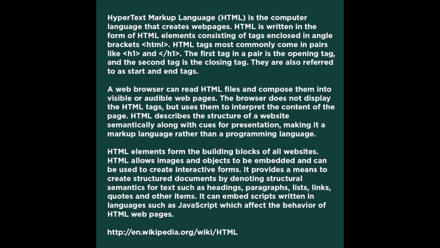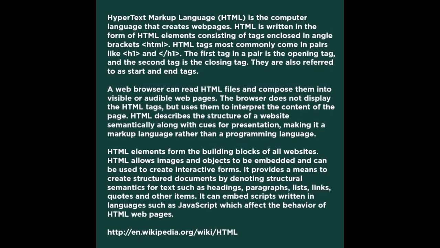A web browser can read HTML files and compose them into visible or audible web pages. The browser does not display the HTML tags, but uses them to interpret the content of the page. HTML describes the structure of a website semantically, along with cues for presentation, making it a markup language rather than a programming language. HTML elements form the building blocks of all websites.